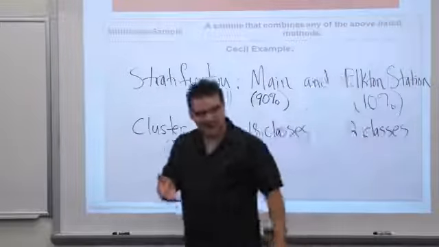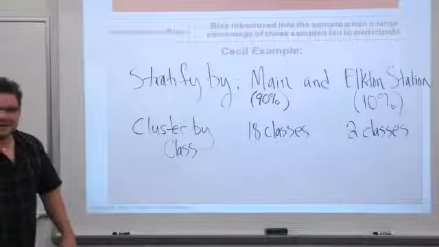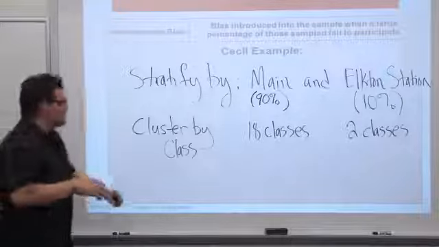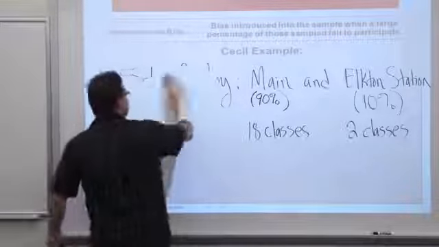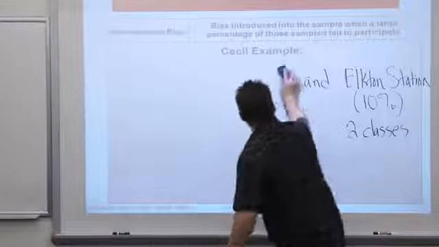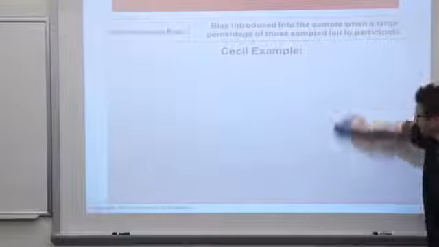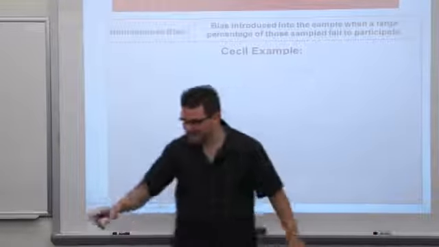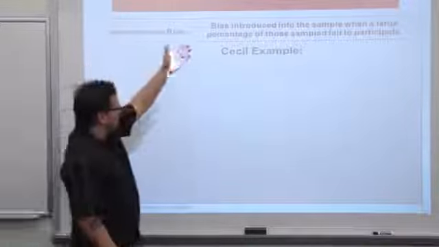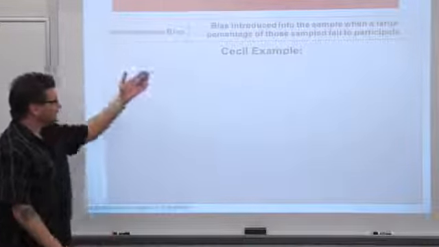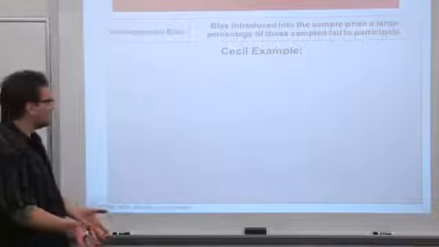All right, a few things can go wrong. We've got to cover that briefly, and then we'll finally get to push the stop button and move on to a new video lesson. Before we tape this one, I knew it was going to be a long one, so hang with me, students. A few things can go wrong. Non-response bias: bias introduced into the sample when a large percentage of those picked fail to participate.